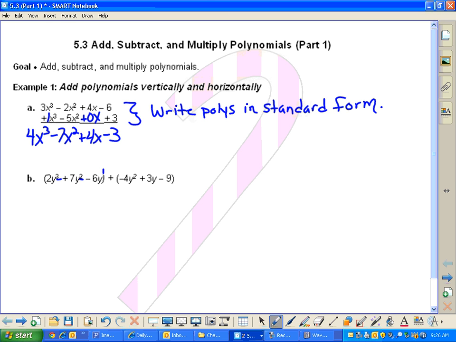Bless you, Eric. Now what I'm going to do is combine my like terms. Essentially, I'm going to start with the highest degree power, which in this case is this 2y cubed right here.